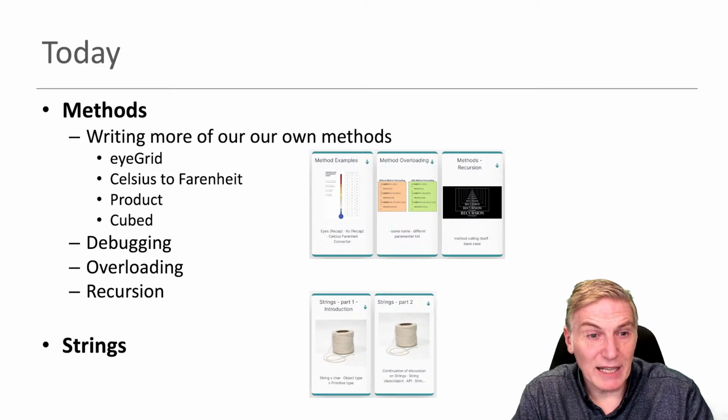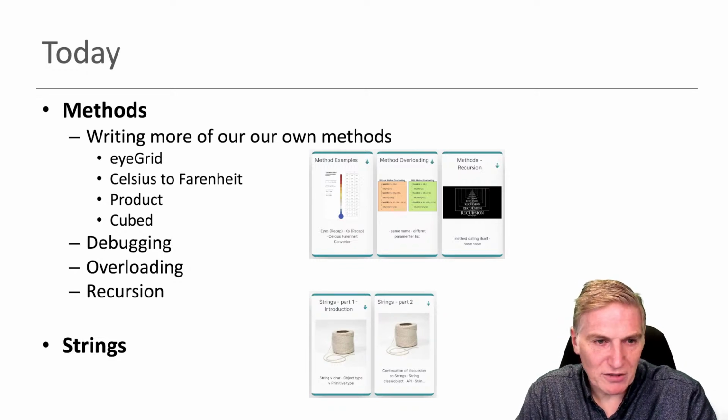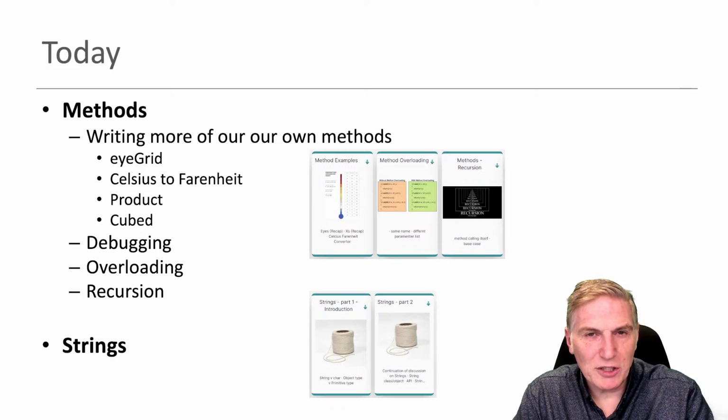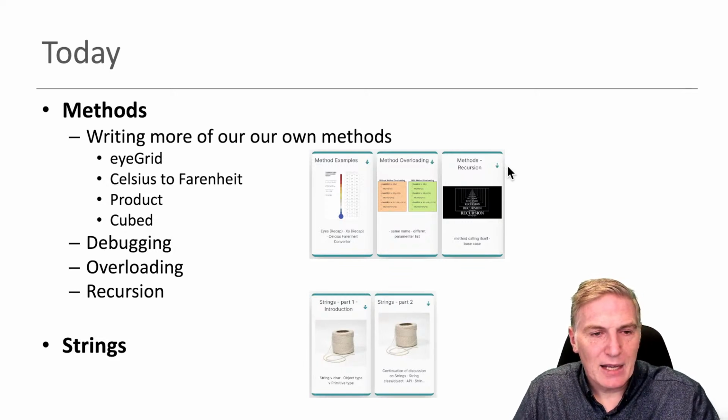We'll highlight debugging again. We'll move on to overloading, which is a special feature in object-oriented programs for methods. And we'll mention recursion. We'll take a look at it, but I don't want you to worry about it too much. We will show it to you so that we are complete in discussing methods. And finally, we'll move on to strings, manipulating strings. This will be useful for you in your upcoming assignment.